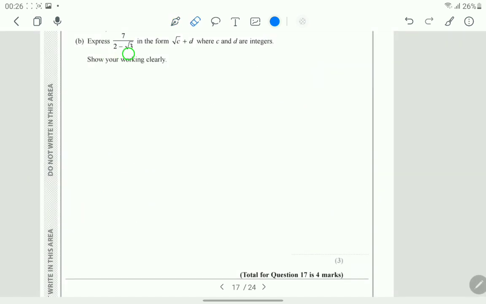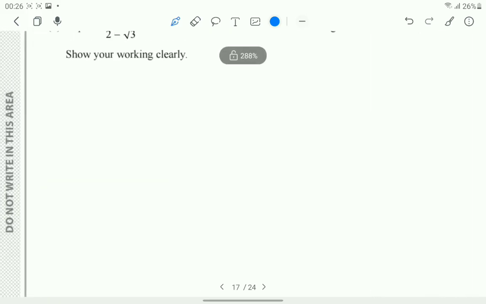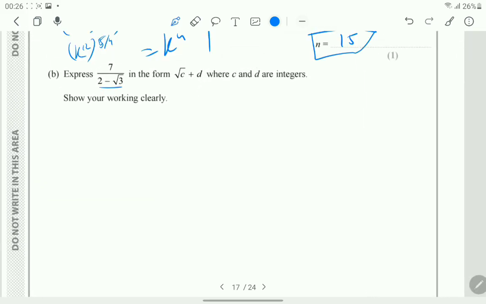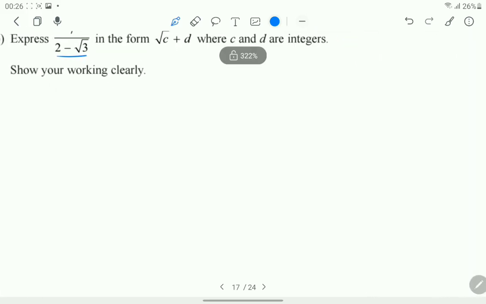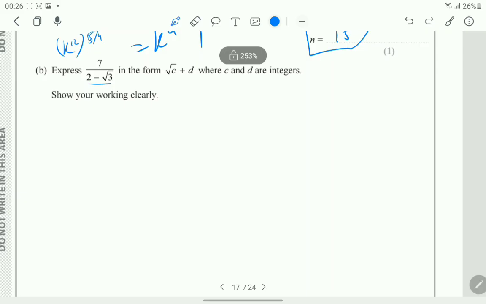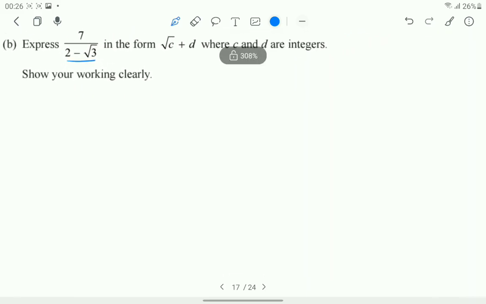This requires you to have a little bit of knowledge about surds. So let's read it. Express 7 over 2 minus under root 3 in the form under root c plus d, where c and d are integers. Show your working clearly. So the denominator is not rationalized. To rationalize the denominator, we multiply it with a different sign.